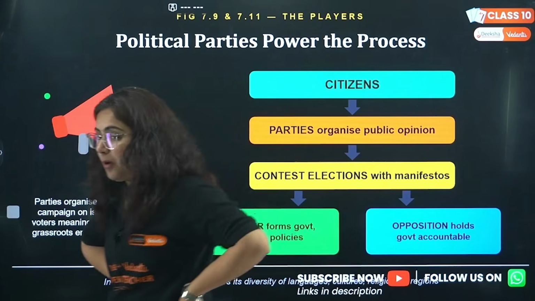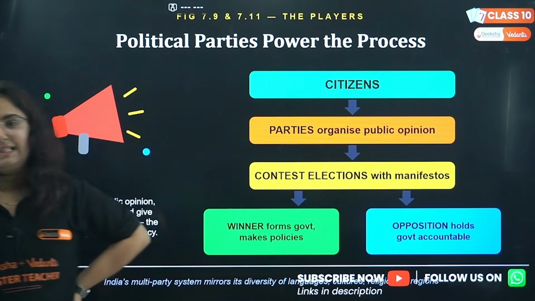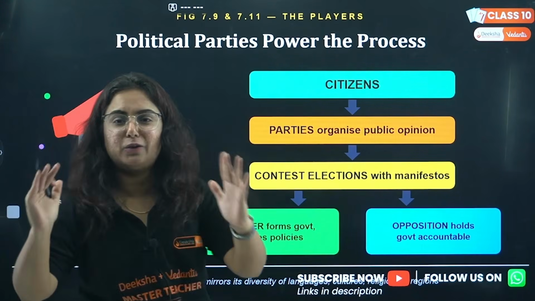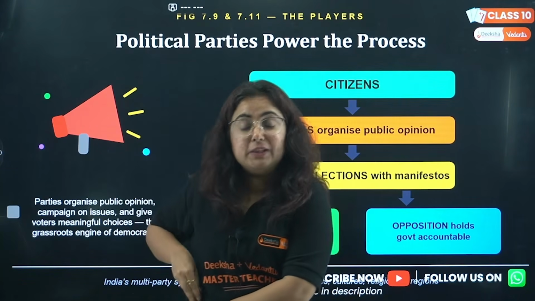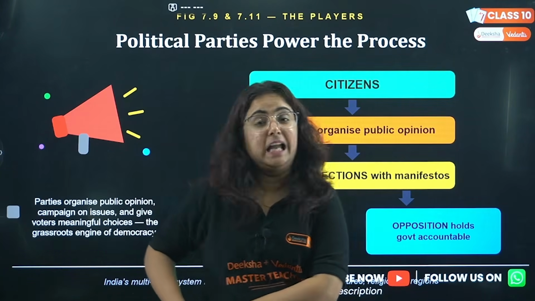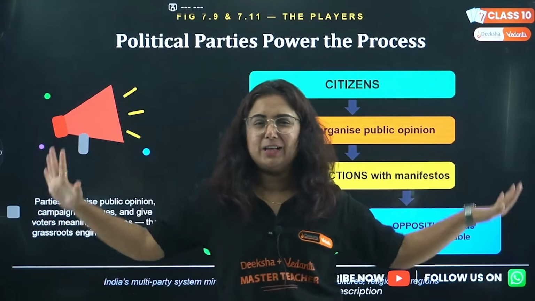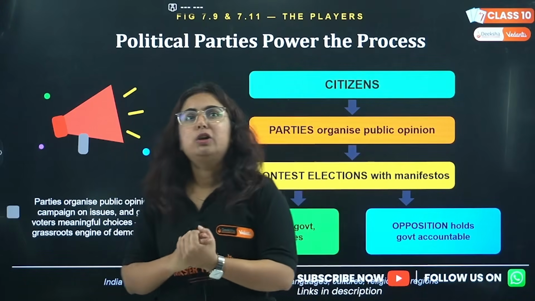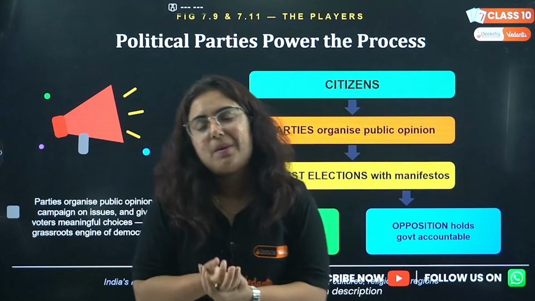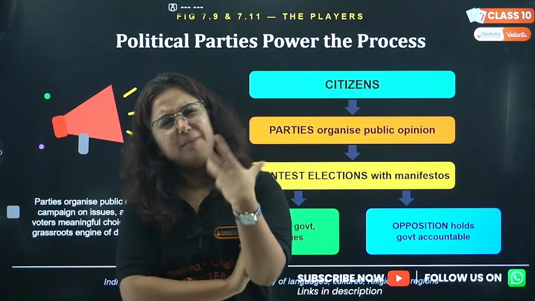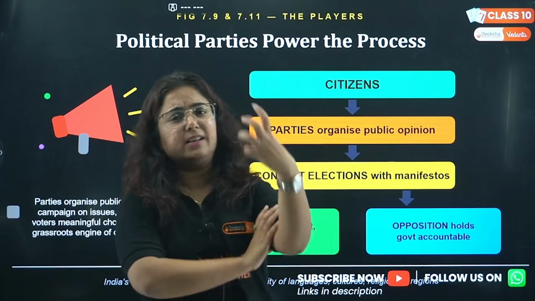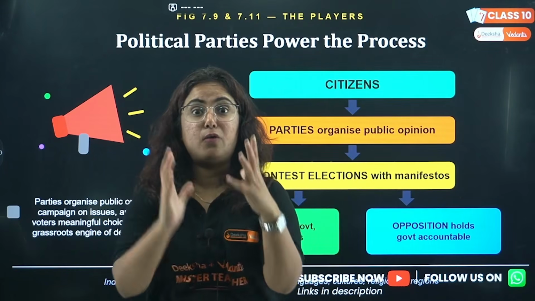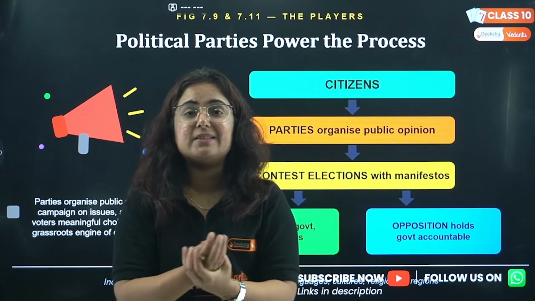Now comes the point, that is political parties. Arey bhai, this is the main part of the chapter. Why? Because election is happening, and in the election, who is participating? Political parties. See, I will give you a theory now. You might be thinking, ma'am, why are political parties needed here? We could have chosen a single candidate, a single representative person also. Then why the existence of political parties?